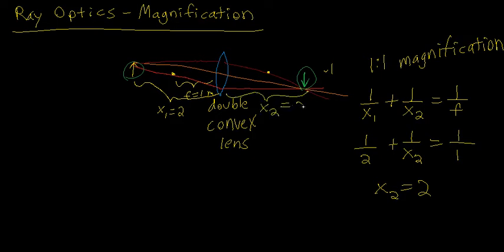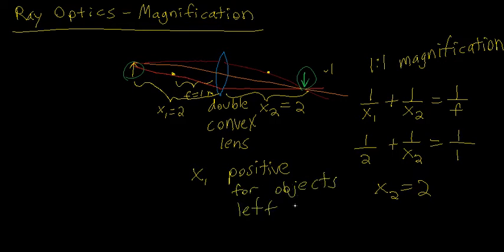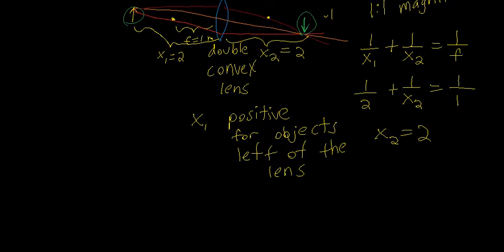Now, this is a bit tricky. I've mentioned this before, but I want to reiterate. x1 here assumes that the object in question is to the left of the lens. So x1, let me write this out. x1 is positive for objects left of the lens. I hope I can write all this out and still have enough time to get through all of this. Let's see, and it's negative for objects right of the lens.